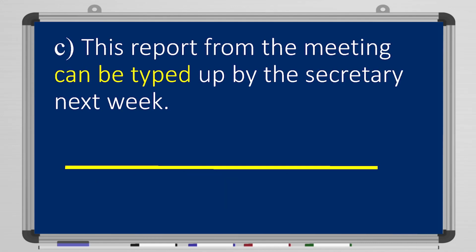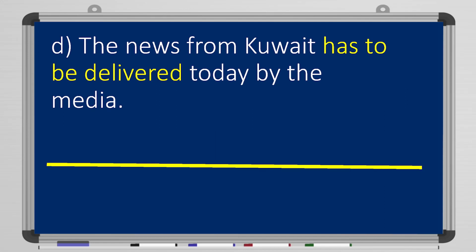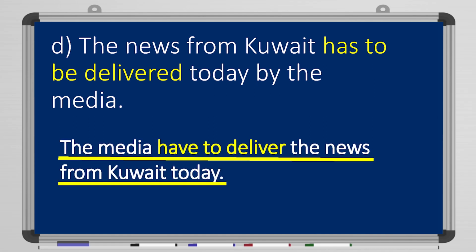This brings us to question C. This report from the meeting can be typed up by the secretary next week. So how do we start with this? We start with the secretary can type up this report from the meeting next week. Check your answers to D, and I'm sure you got the right answer. The news from Kuwait has to be delivered today by the media. Let's change it into passive. The media have to deliver the news from Kuwait today, or media has to deliver the news from Kuwait today. See how it changes when we change the object and change it into plural or singular.